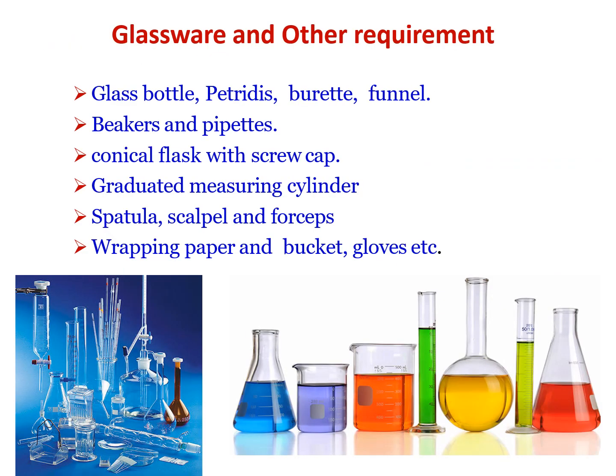The glasswares. These are the glasswares which are required to perform the experiment of plant tissue culture. It starts from the bottle, petri dish, burette, funnel, beakers, pipettes, conical flasks, culture tubes, measuring jars, then spatula, cotton, pail, forceps, wrapping papers, buckets, cloths, and etc.